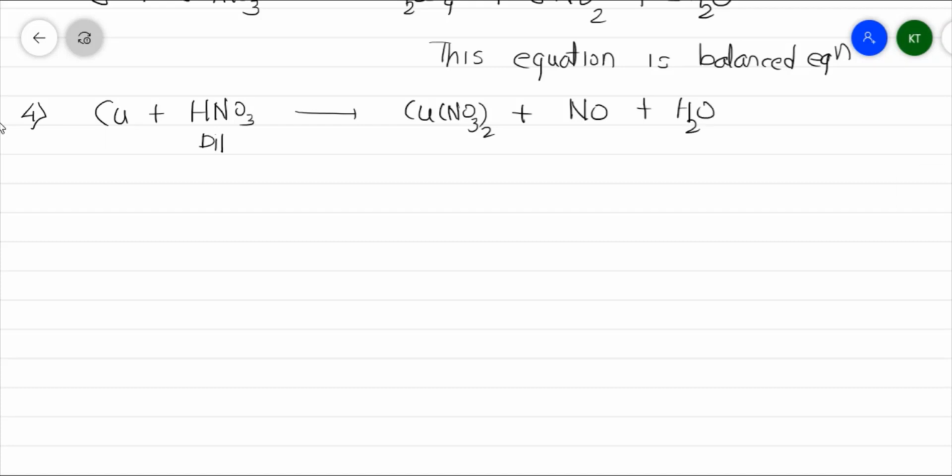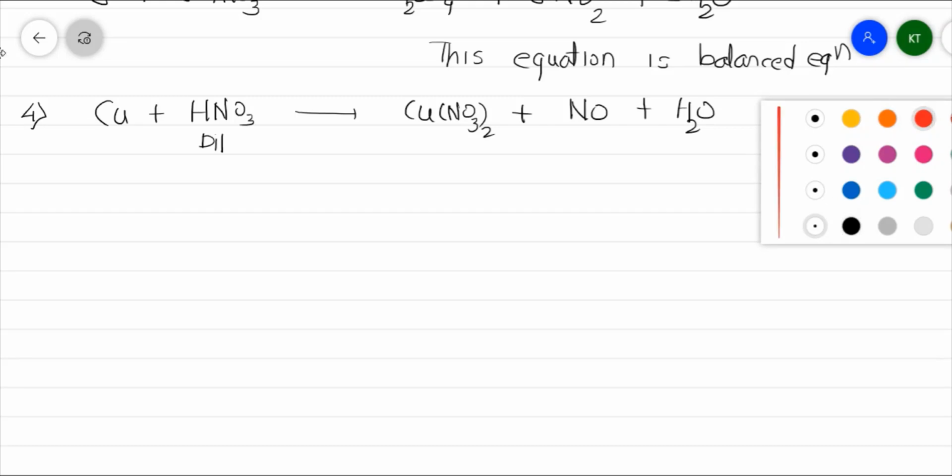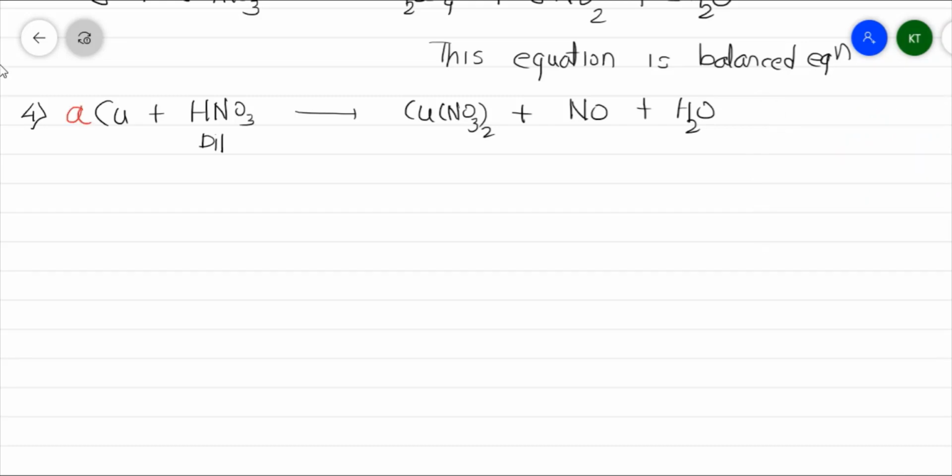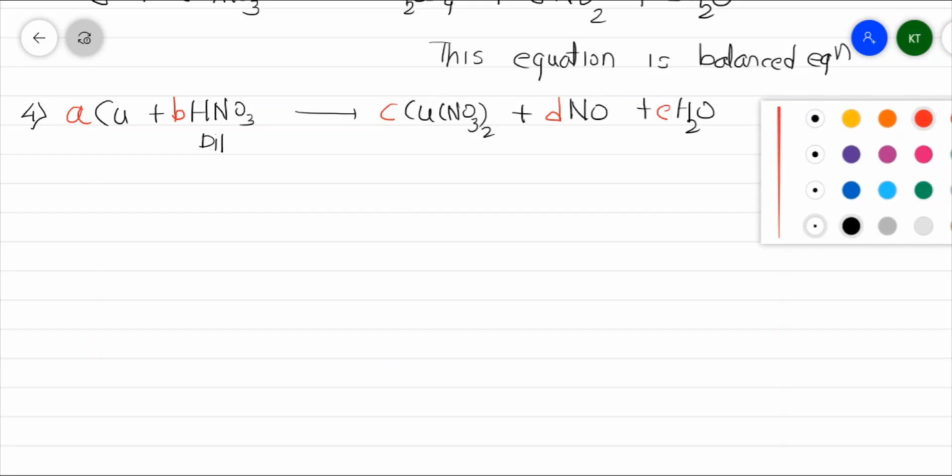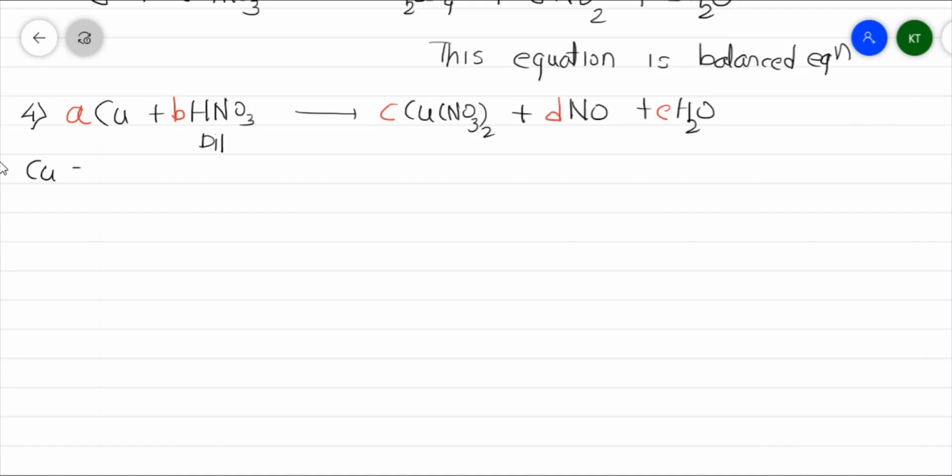So as our usual job, we assume a coefficient. So let me have some coefficient here as A, here as B, here as C, here as D, and here as E. Now my job is to find the values of these coefficients. So first, as usual, I start with copper. So for copper, I have A is equal to C. Then the second element I'm having is hydrogen.